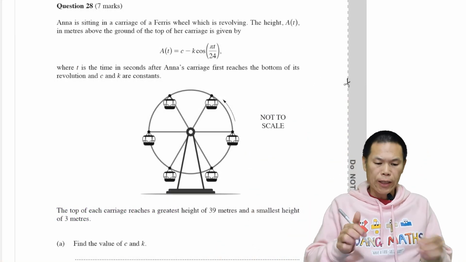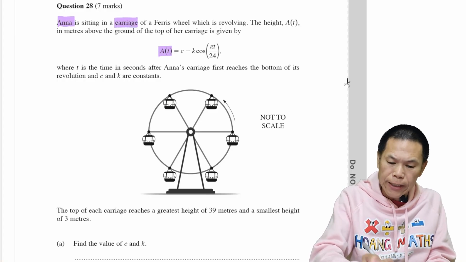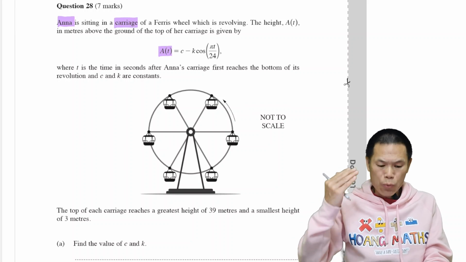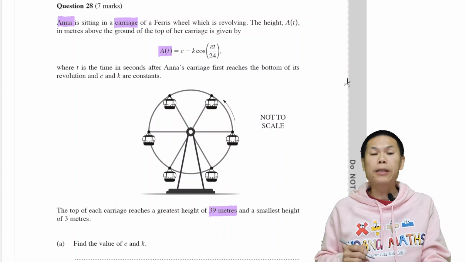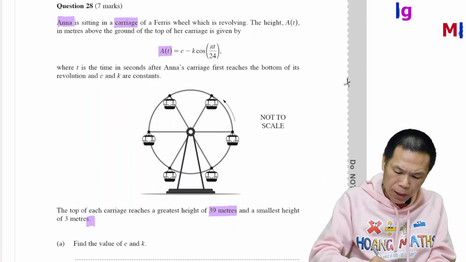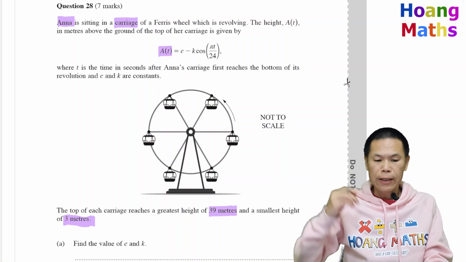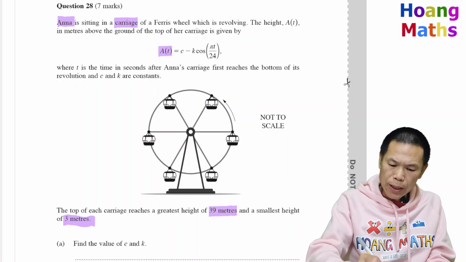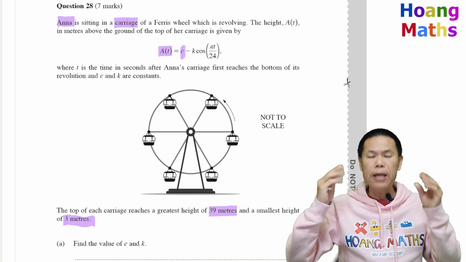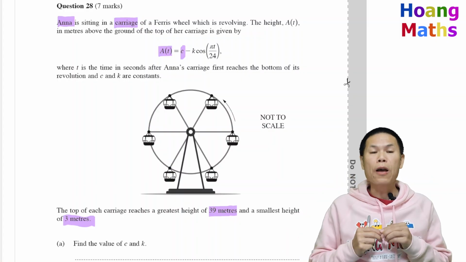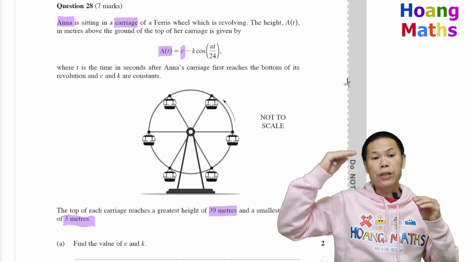Question number 28. We know that Anna's height in a carriage is given by A(t) in meters, and we know that the maximum height is 39 meters and the minimum height is 3 meters. So we need to find C and K. We know that C is the cos graph moved up C units. It's the same as negative K cos(πt/24) plus C, if you like. So it moves C units up.